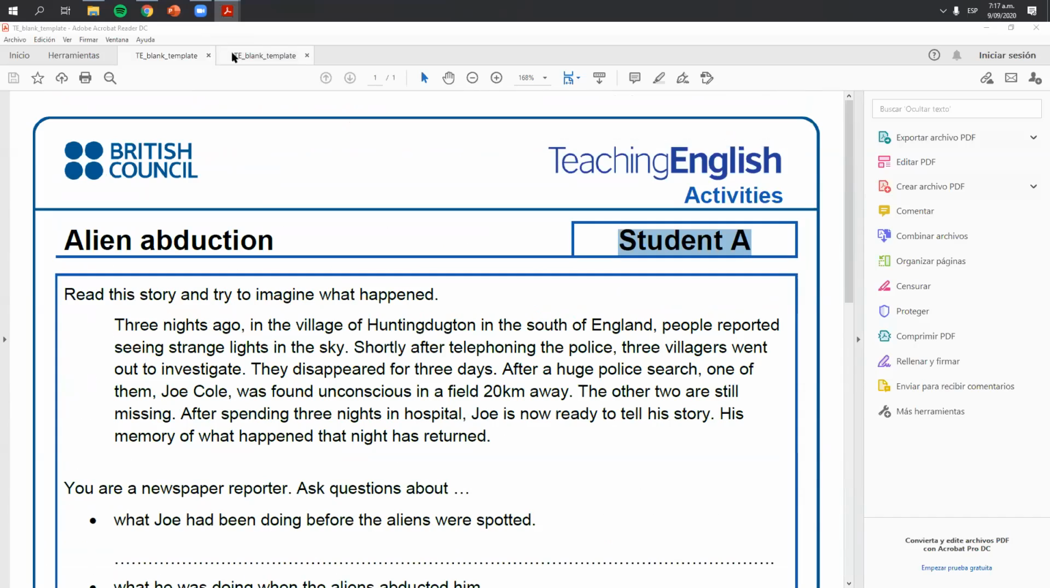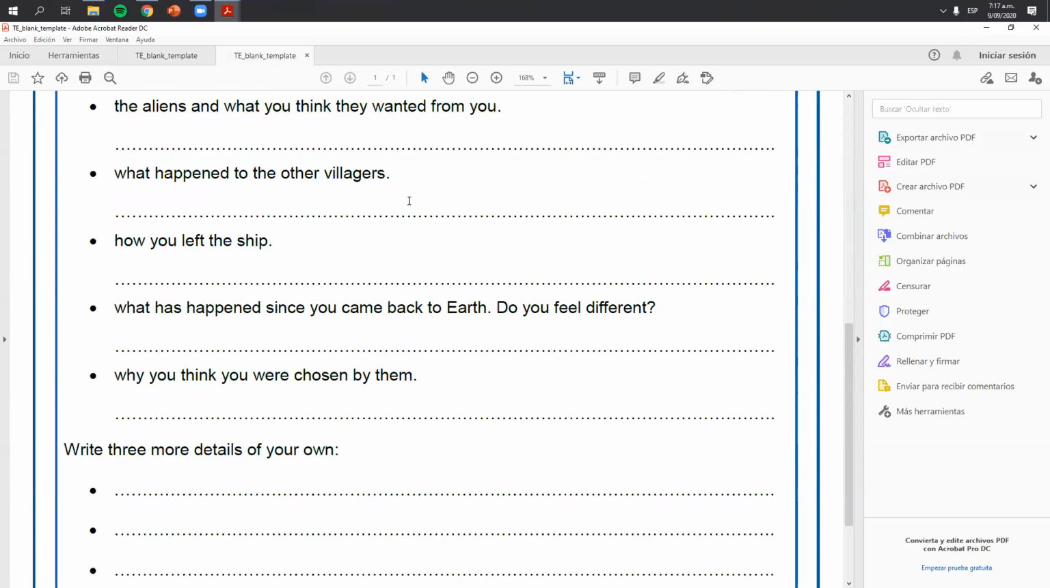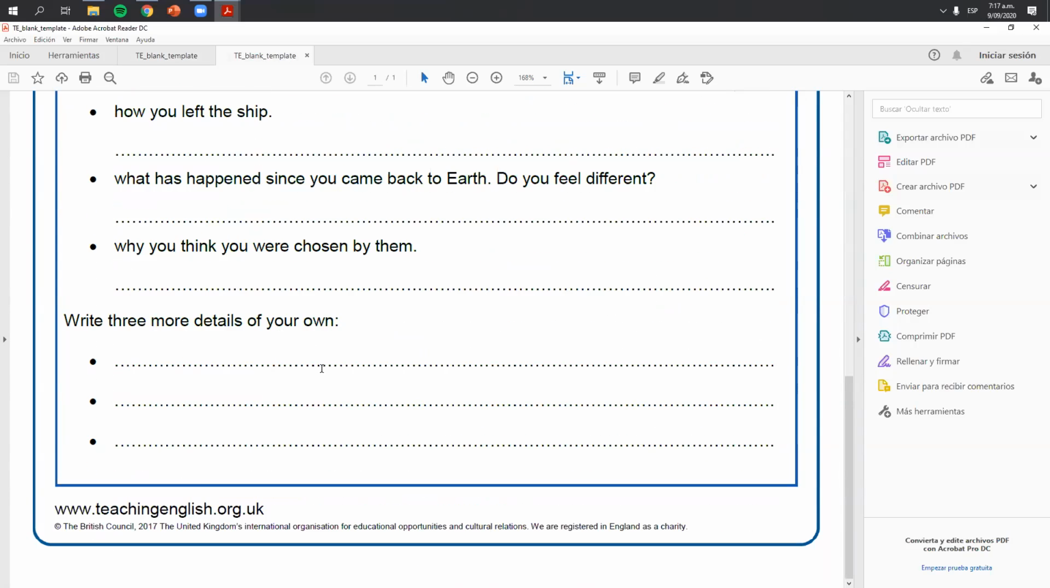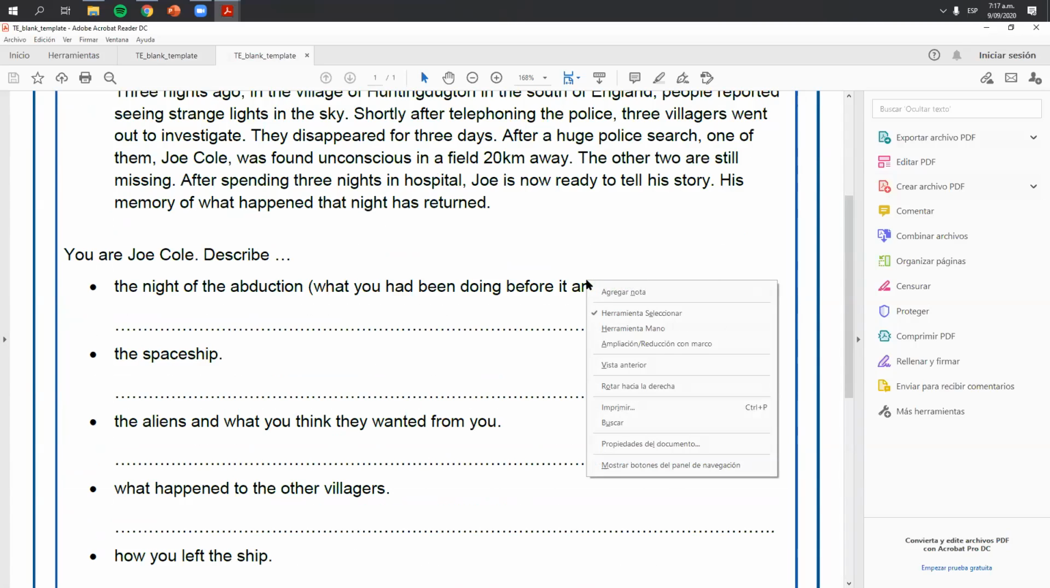If you are student B, same thing. It says here, the night of the abduction, what you had been doing before it, and how it happened. So you have to write that down. It's not questions but answers, and as you can see, all of them use narrative tenses. That's how it works. And three more details of your own. Have you got any questions, guys, about the exercise? No?